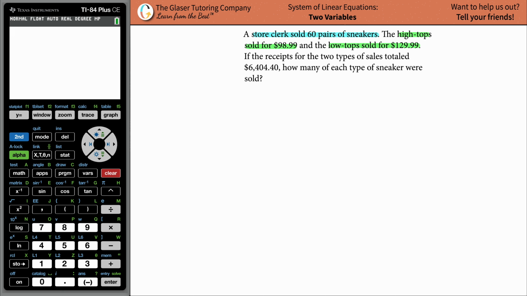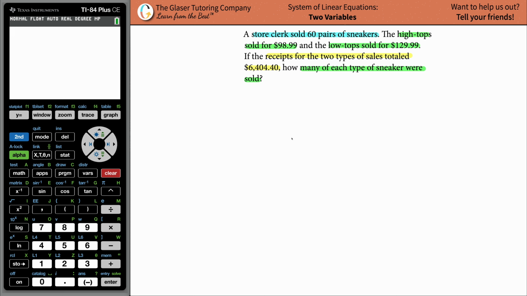But anyway, let's see. It says, if the receipts for the two types of sales totaled $6,404.40, whew, somebody's balling out. How much of each type of sneaker were sold?